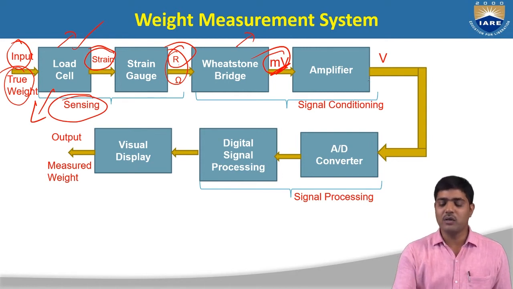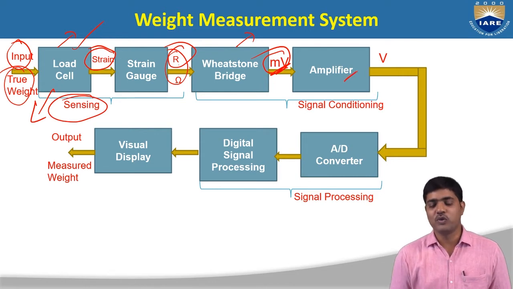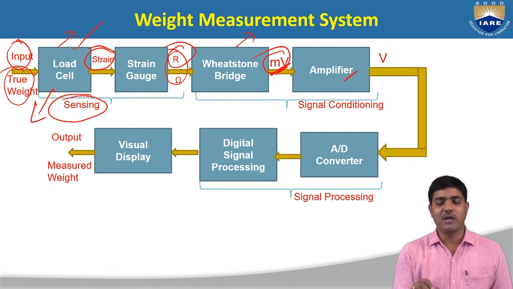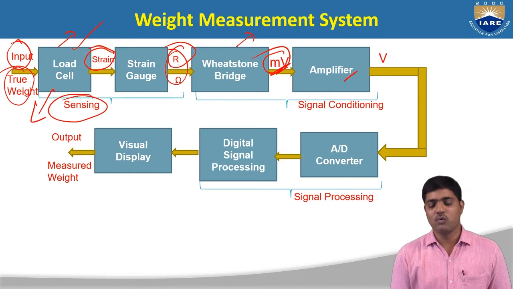So now I am going to use the amplifier circuit here. With the help of the amplifier, I am converting this low level voltage into a high level voltage. I am converting from millivolts to volts.